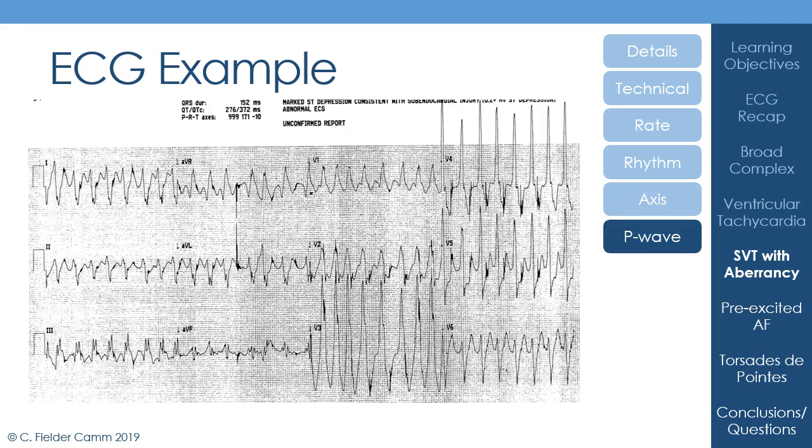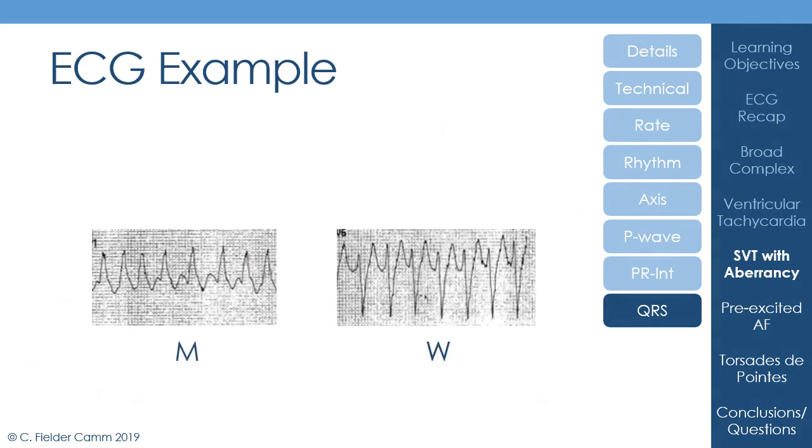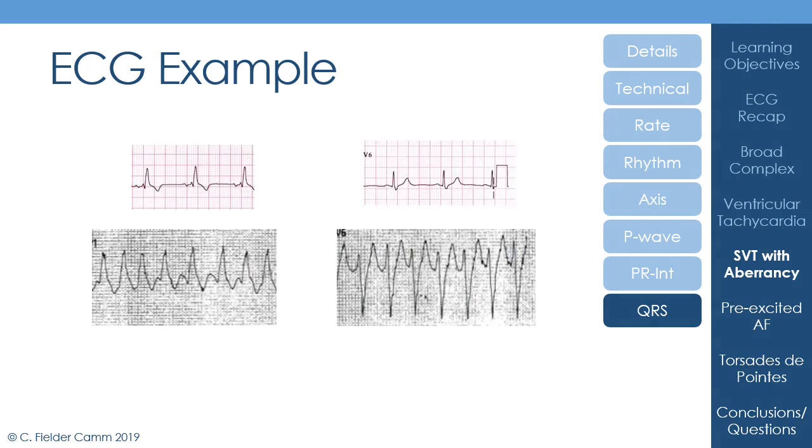Because we move on to the P waves, I can't really see any P waves here, which again is in keeping with this being atrial fibrillation. And again, that makes the PR interval impossible to calculate. So what about the QRS complexes? Well, they're certainly not narrow, are they? If we pull a couple out here. So, could this be an M and a W? Well, I don't really think so.